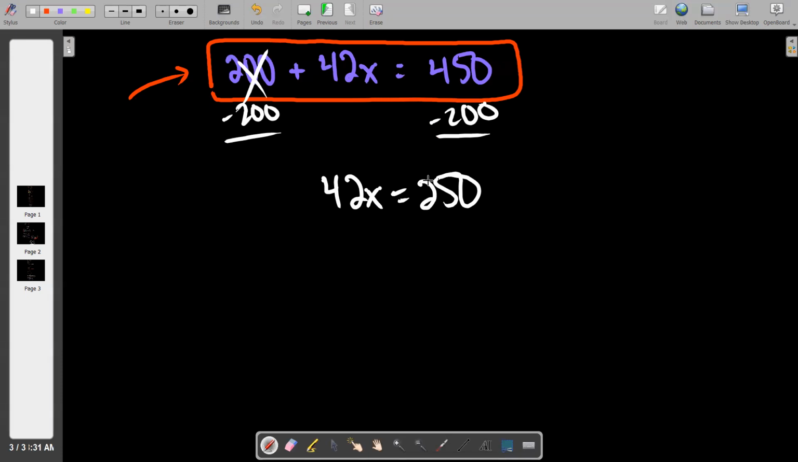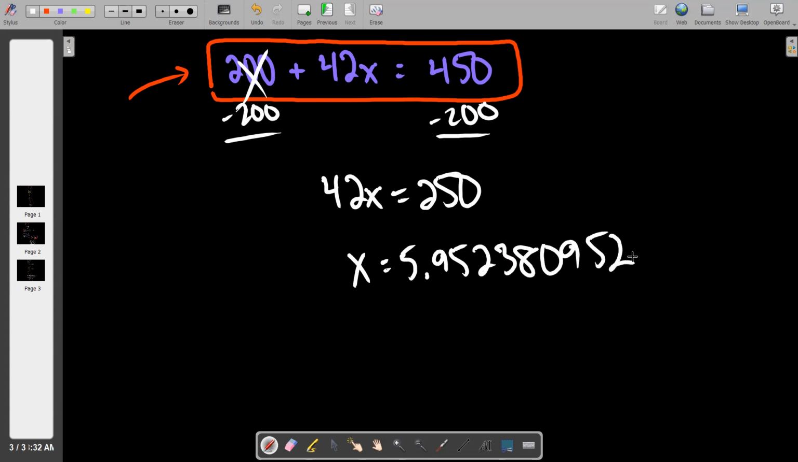So I'm going to take 250 and I'm going to divide it by 42 and I'm going to round up a little bit. Technically, the answer, and by the way, the answer on the test will come out nice. Mine, I just made it up, so it was a little ugly. But the answer comes out, in my case, to be 5.952380952.